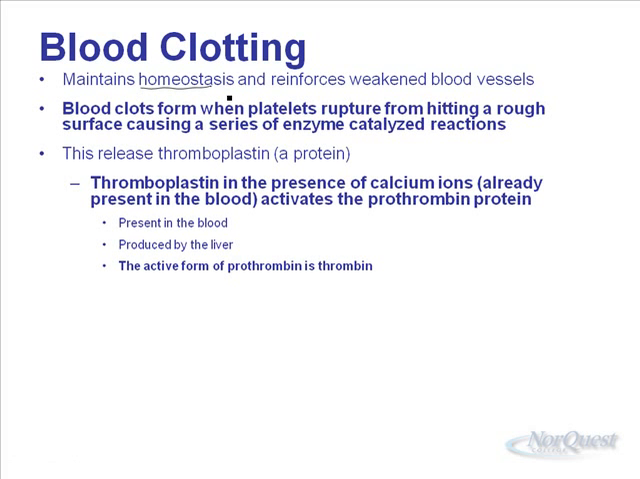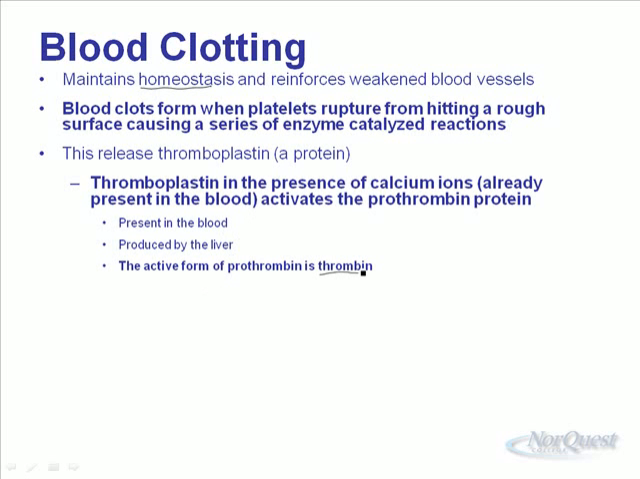The first one that we're going to talk about is a release of thromboplastin. Thromboplastin, in the presence of calcium ions, and in your blood there's already a bunch of calcium just sitting there doing nothing, activates the prothrombin protein. It's present in the blood, produced by the liver, and the active form of prothrombin is thrombin. So what we're trying to do is a bunch of activation steps to get a blood clot to form.